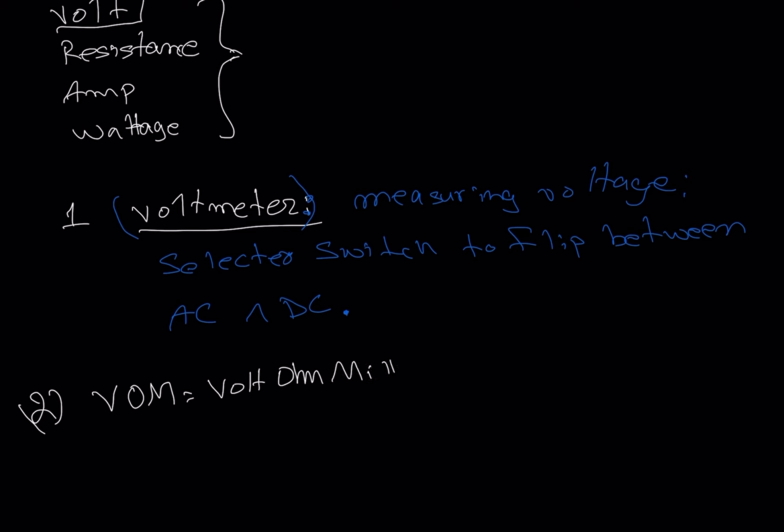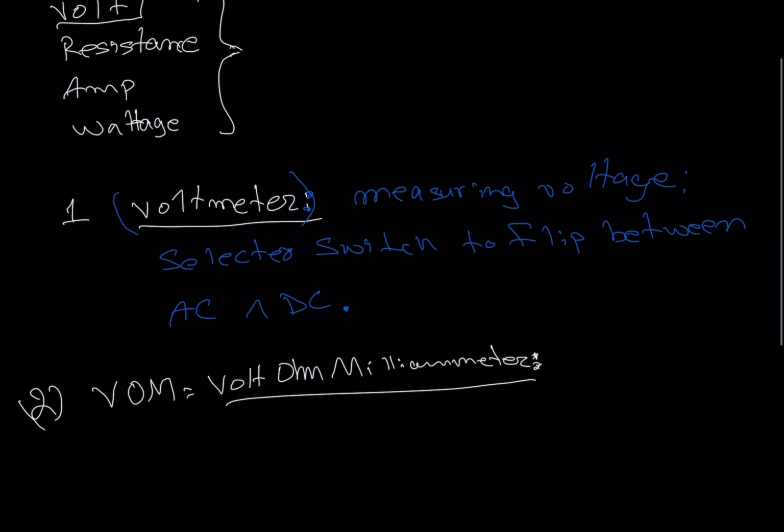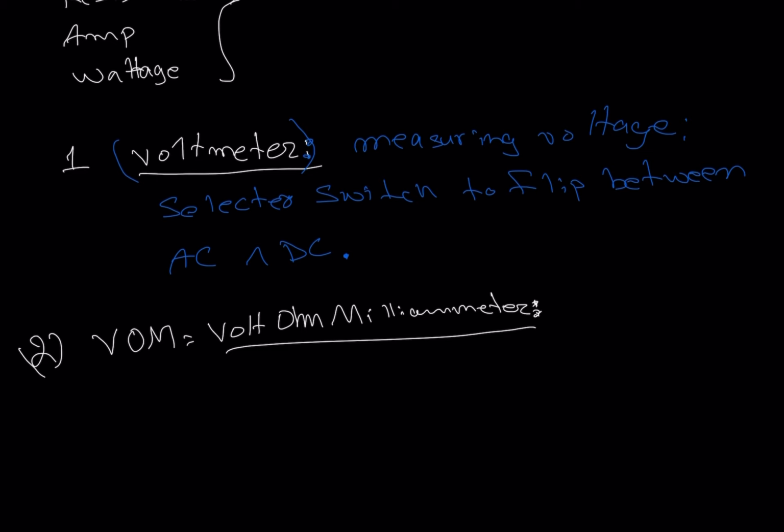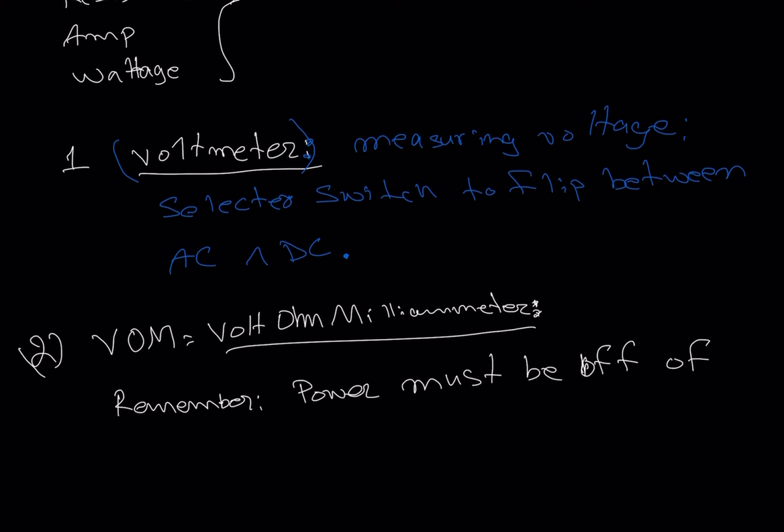Volt ohm milliamp meter. This device is used to measure resistance in a circuit. Remember one thing here. When we measure resistance, power should be off. Power must be off of the circuit.